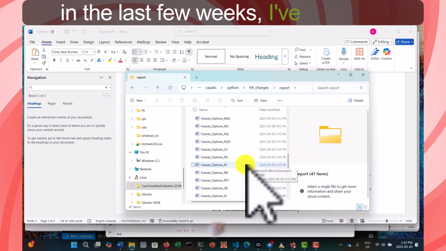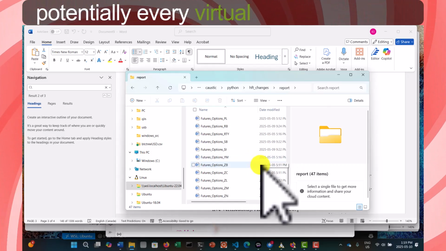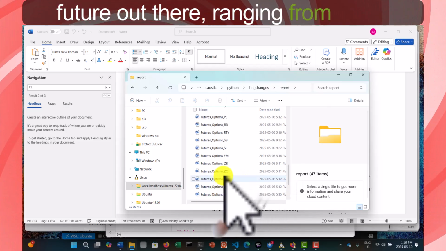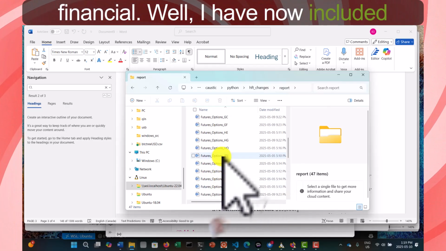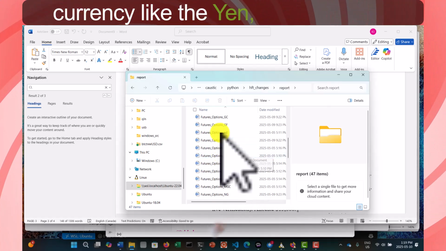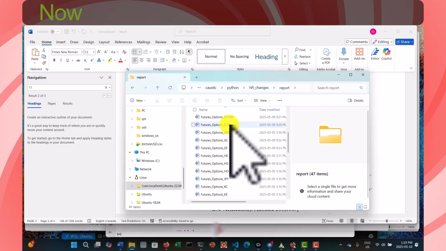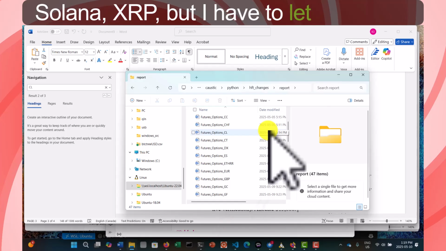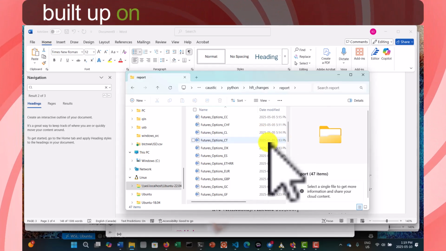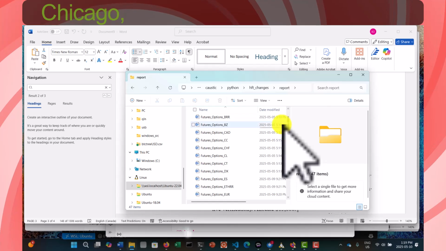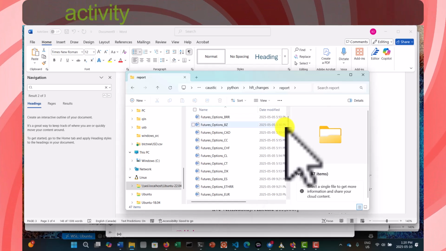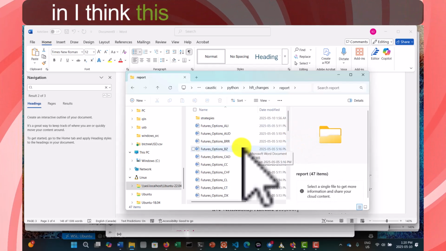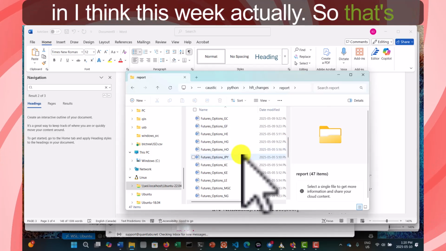So in the last few weeks, I've included virtually every major U.S.-based futures contract out there, ranging from the financials, I have now included currencies like the yen, the euro, gold, now Ethereum and Bitcoin. I could add Solana and XRP, but I have to let activity build up on the CME, Chicago Mercantile Exchange, and then both Solana and XRP will be added in, I think, this week, actually. So that's what we can do.